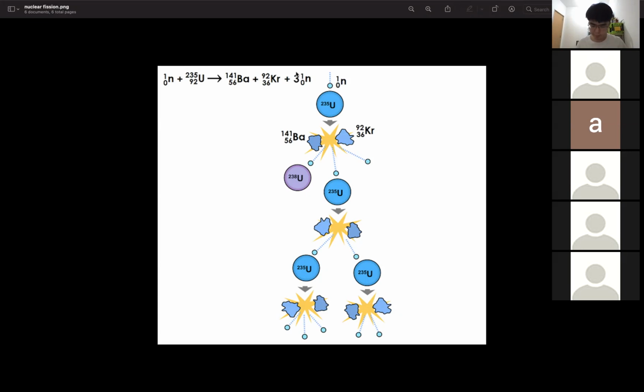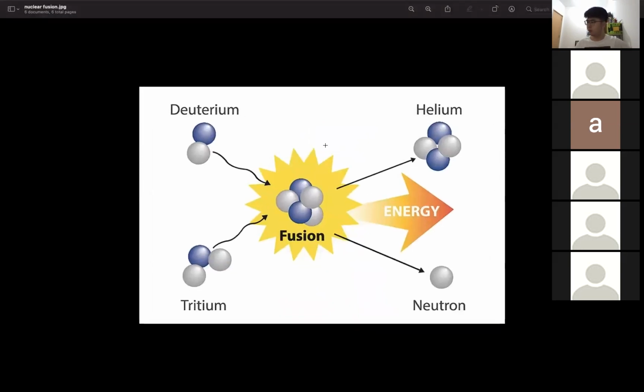Okay, guys, we continue. All right, next part. Now we finish with nuclear fission and we are at nuclear fusion. Okay, what's the difference? In nuclear fusion, we combine what? We combine deuterium and tritium. These are the isotopes of hydrogen.